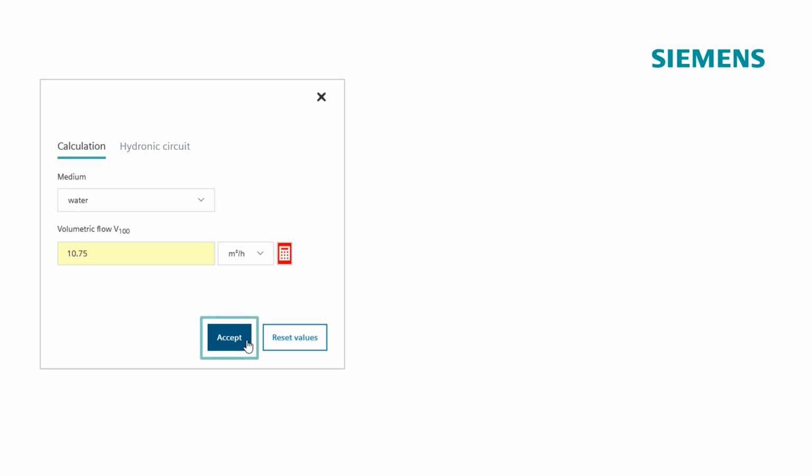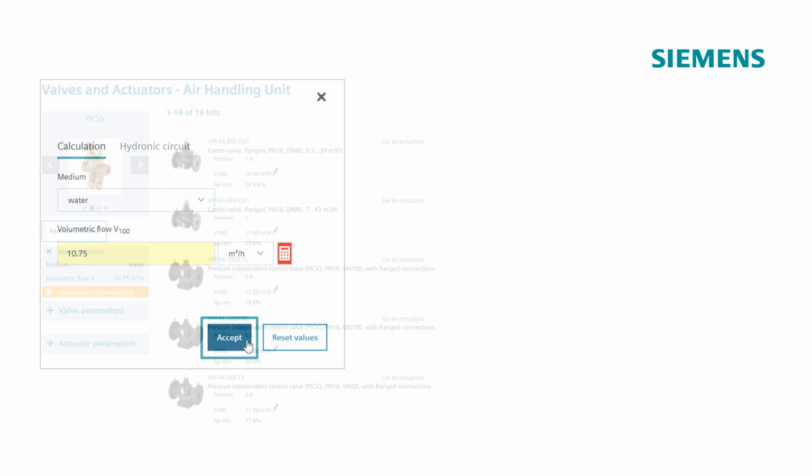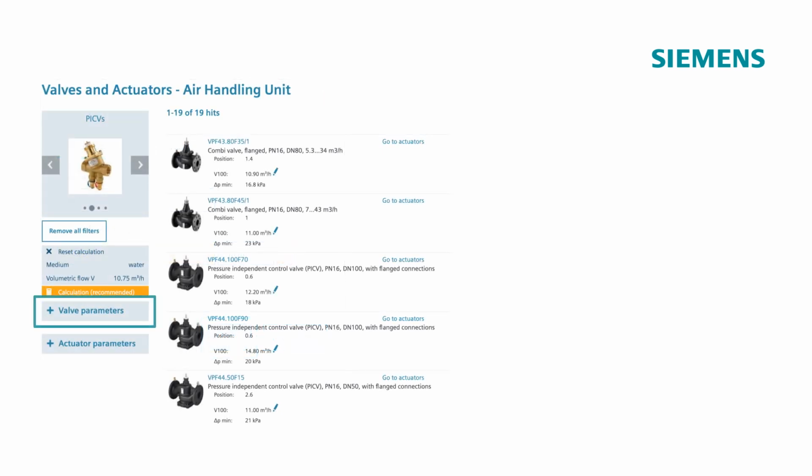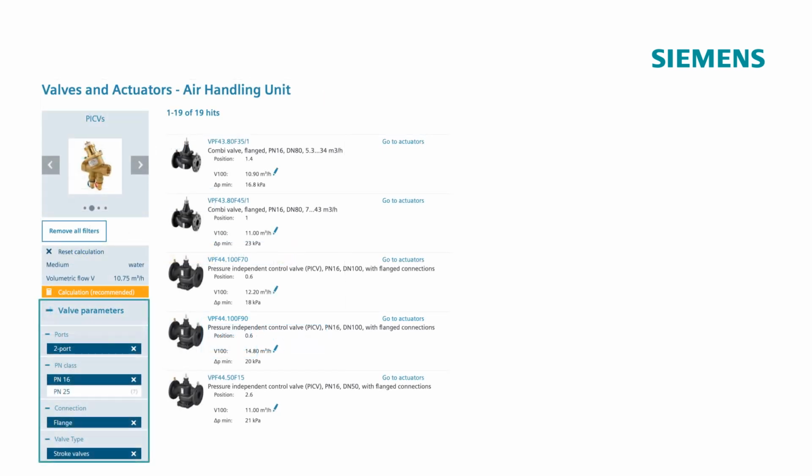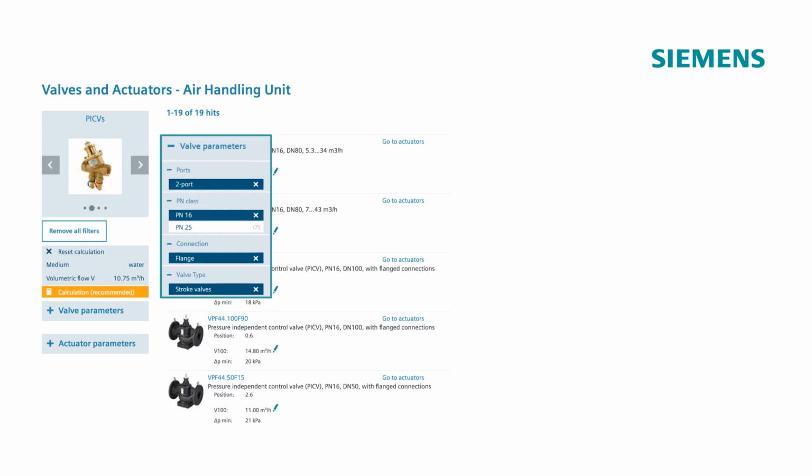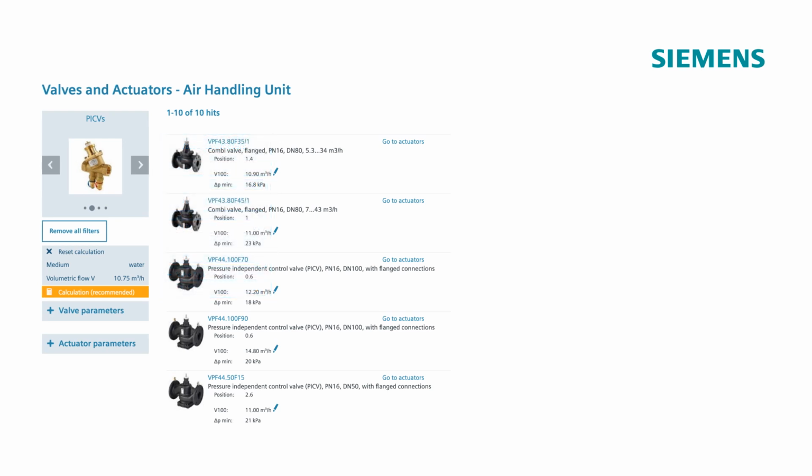Click Accept. By doing so, the calculations are being finalized and the selection of applicable control valves will be further limited based on that. This select list can be further reduced. For that, select the desired or required valve parameters such as ports, connection and valve type. The selection is now limited to 10 applicable valves.